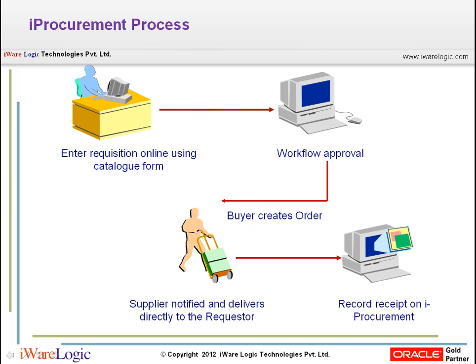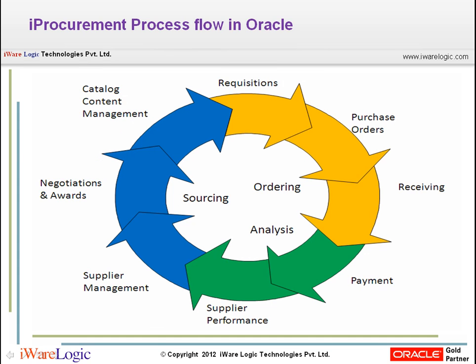Now in this slide, we can see the iProcurement process, which we may call the standard process, wherein we enter the requisition using the web application. The workflow will process that requisition for the necessary approvals, and then the buyer will create the purchase order, which will in turn be notified to the supplier through an email, fax, or printed document. Against that purchase order, the supplier will deliver the material directly to the requester, and the requester will record the receipts using iProcurement.